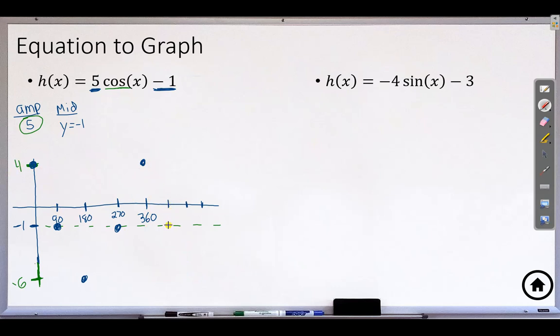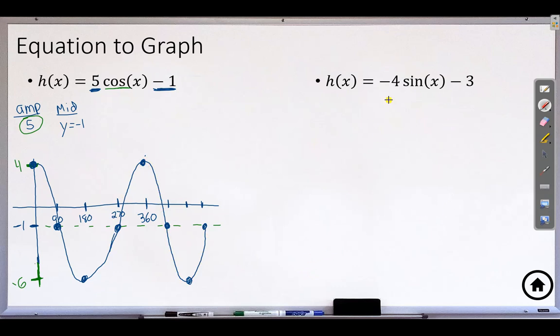So each of these tick marks, we can just continue that pattern for our wave. And then try to make it as wave-like as you can. And there we go.